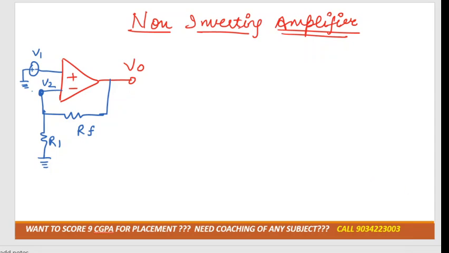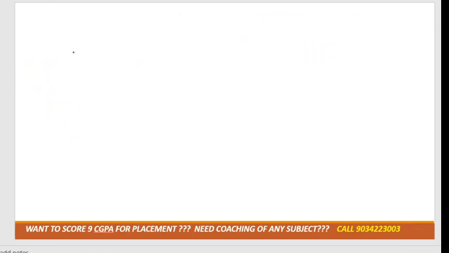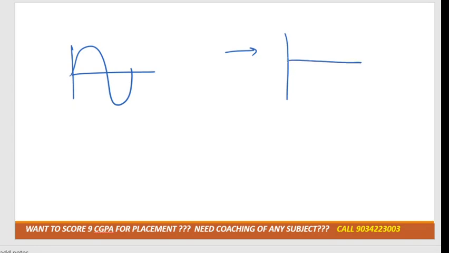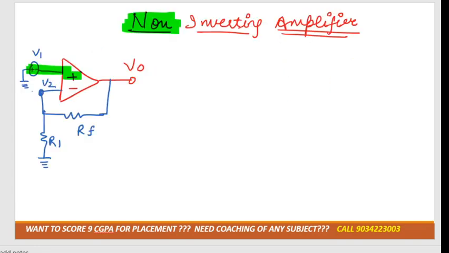See how we can do this derivation of the non-inverting amplifier. As it is called non-inverting, the input voltage is connected to the positive terminal, right? And there is no change in the phase. If I give the input voltage in this phase, I'll get the output voltage in the same phase because it's non-inverting. So the input is connected to the positive terminal.